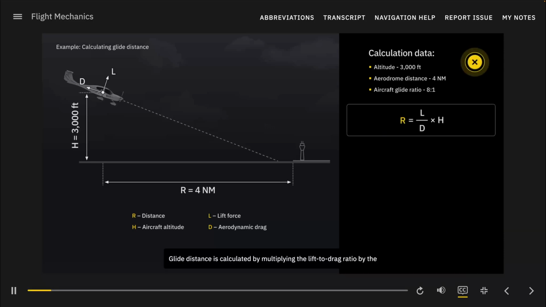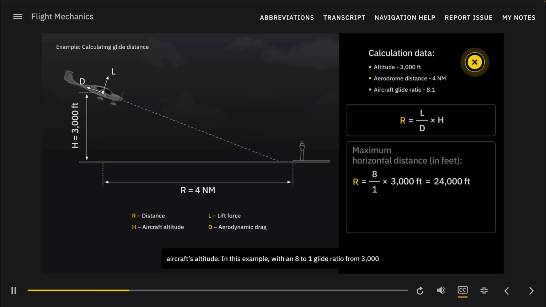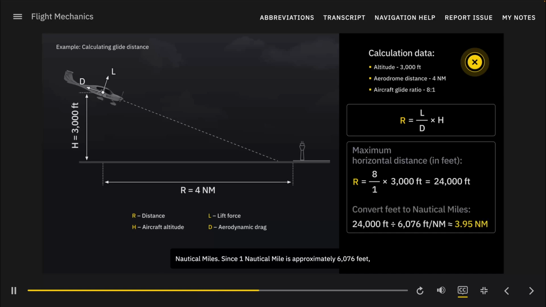Glide distance is calculated by multiplying the lift-to-drag ratio by the aircraft's altitude. In this example, with an 8 to 1 glide ratio from 3,000 feet, the glide distance is 24,000 feet. Next, we need to convert feet to nautical miles. Since 1 nautical mile is approximately 6,076 feet, 24,000 feet converts to about 3.95 nautical miles. Because the aerodrome is 4 nautical miles away, you would not be able to reach it under these conditions.